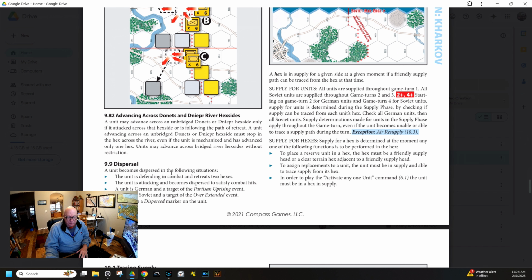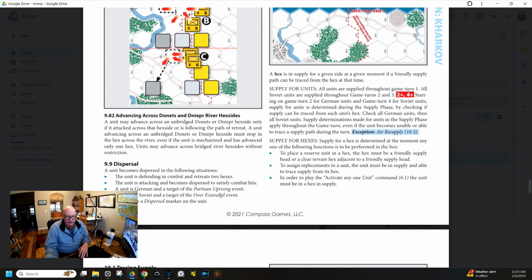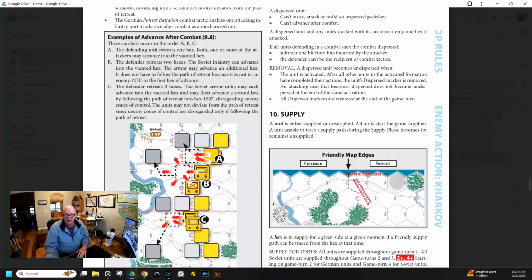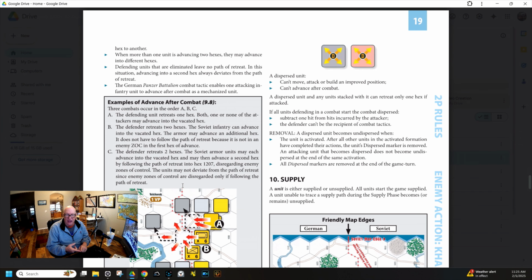Dispersal. A unit becomes dispersed in the following situations. A unit is defending in combat and retreats two hexes. We talked about that. A unit is attacking and becomes dispersed to satisfy combat hits. A unit is German and a target of the partisan uprising event. The unit is Soviet and the target of an overextended event. Place disruption markers on the counter. A dispersed unit cannot move, attack, or build an improved position. They can't advance after combat either.